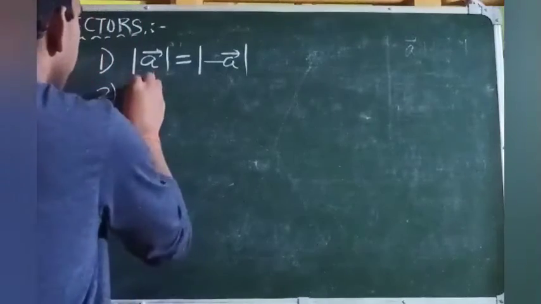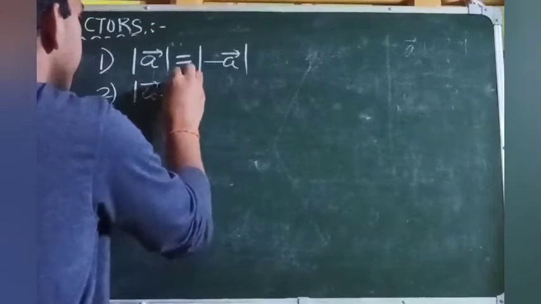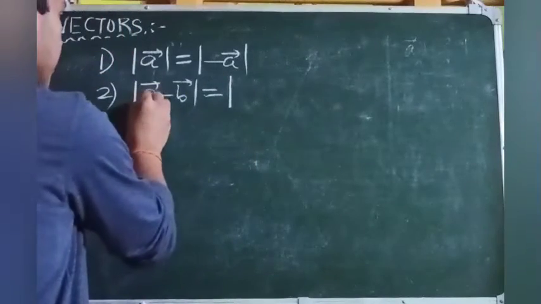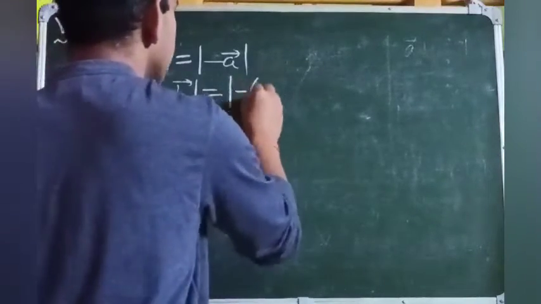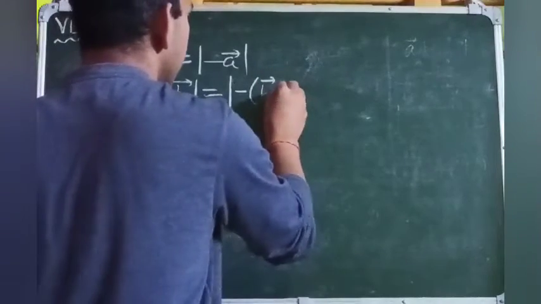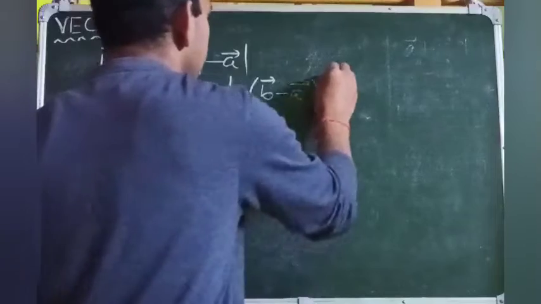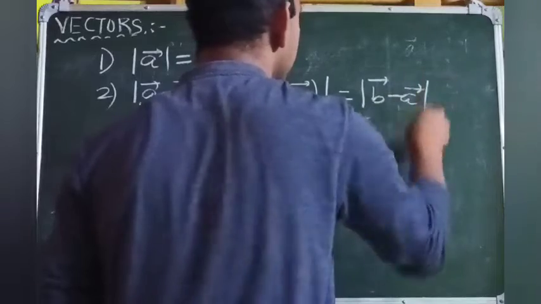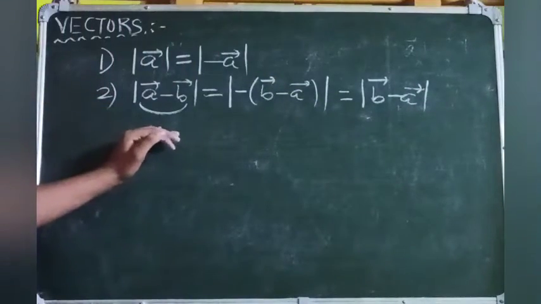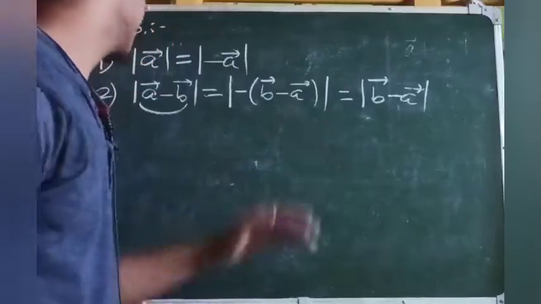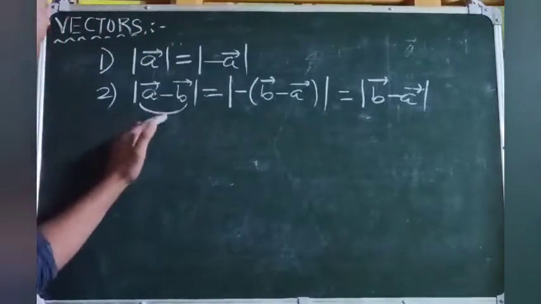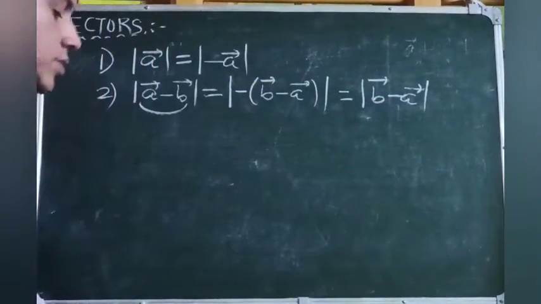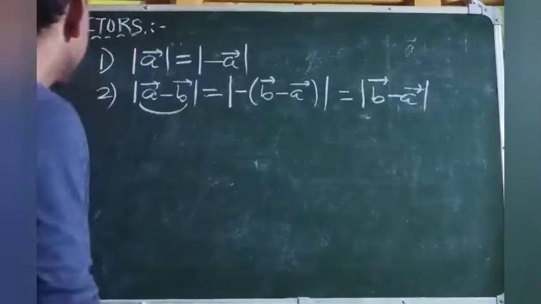The next one is the magnitude of a vector minus b vector. We can take the negative sign out from this term: minus of b vector minus a vector, and this is simply the magnitude of b vector minus a vector. So the magnitude of a vector minus b vector is simply the magnitude of b vector minus a vector. Next, we are going to do another important example.